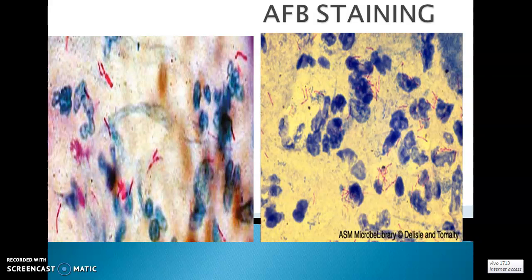Here the organism is seen as red-colored rod-shaped cells, and other cells are stained blue. So we can easily differentiate Mycobacterium tuberculosis from clinical samples. This is the routinely used method for identification of Mycobacterium tuberculosis.